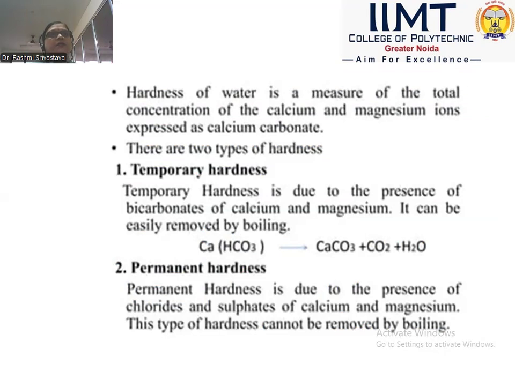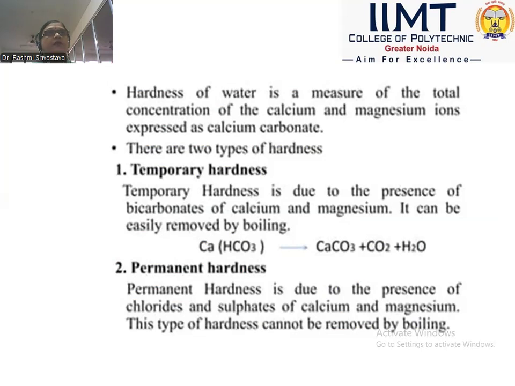Then, how will you measure? How will you identify the hardness of water? So, you can say the hardness of water is a measure of the total concentration of the calcium and mainly magnesium ions expressed as calcium carbonate. The formula of calcium carbonate is CaCO3. There are two types of hardness. First is temporary hardness of water and the second is permanent hardness of water.